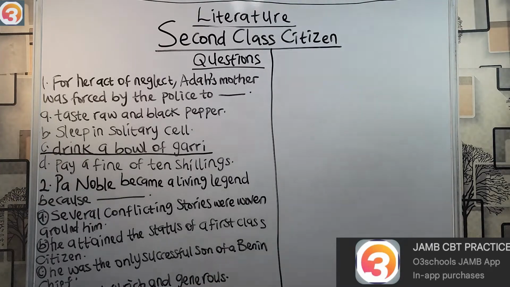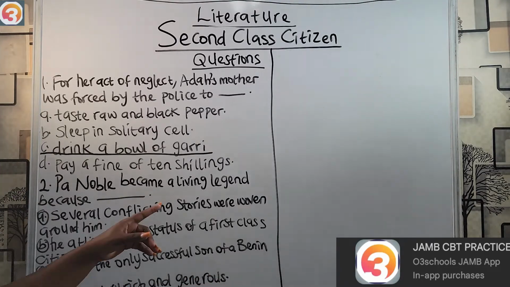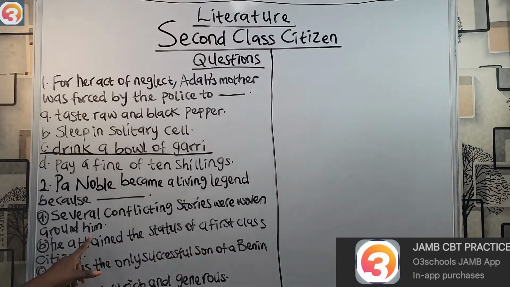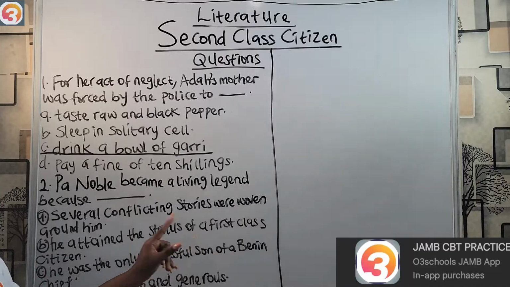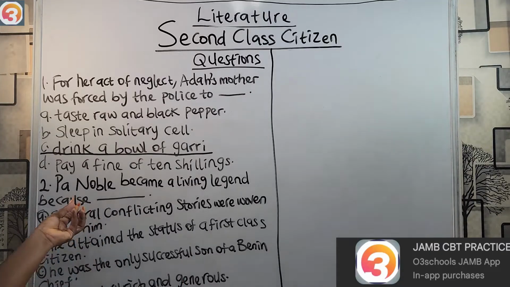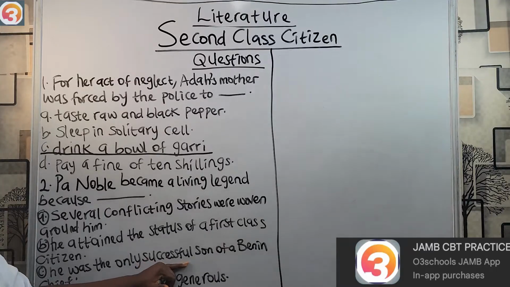So here we have, Panobo became a living legend because A. Several conflicting stories were woven around him. B. He attained the status of a first class citizen. C. He was the only successful son of a Benin chief. D. He was very rich and generous. In the book, we see Panobo as a Nigerian that immigrated to the United Kingdom. And yes, he was the son of a Benin chief, but the part about successful, nope.